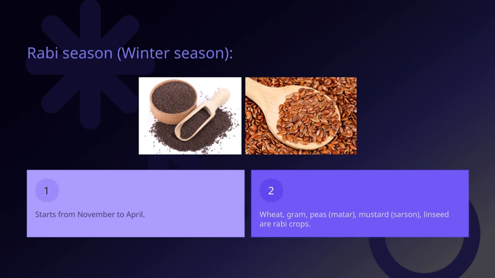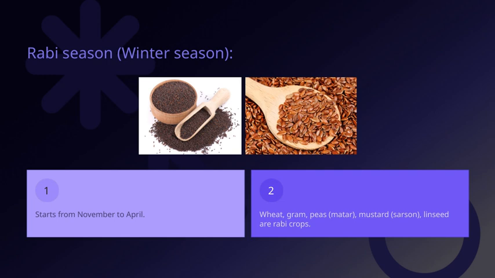Understanding the Rabi season is important because it highlights how farmers plan their cropping calendar around seasonal changes to optimize yields. It also shows the diversity of crops that can be cultivated during this period, contributing significantly to food security and the economy.